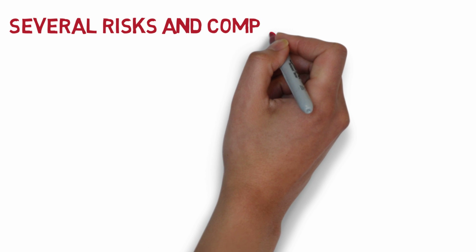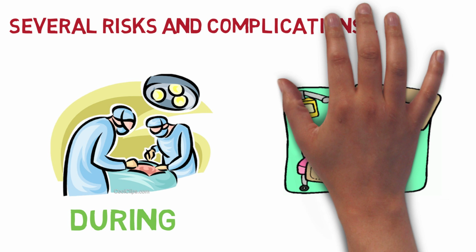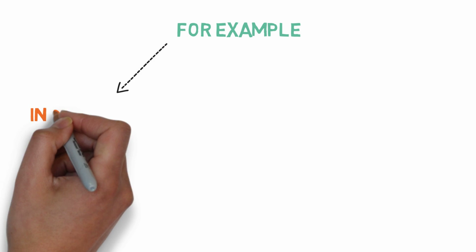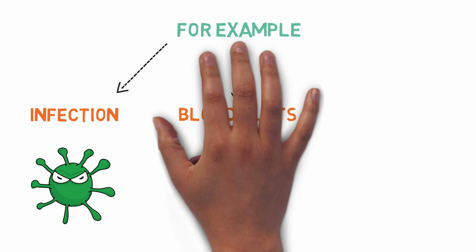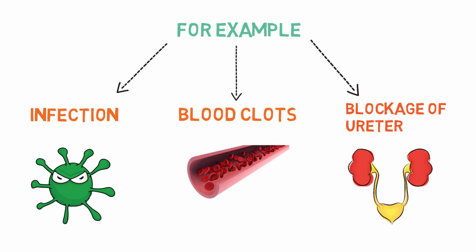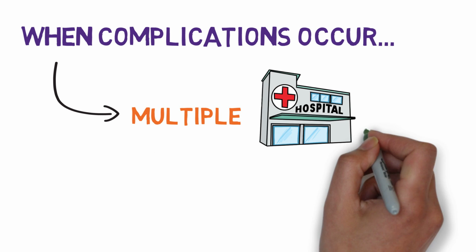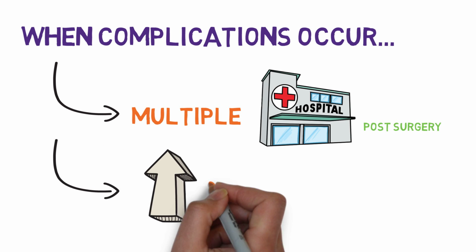There are several risks and complications that can happen during or after kidney transplantation. For example, the recipient may be exposed to an infection, develop blood clots, or experience blockage of the ureter, which connects the new kidney to the bladder. When complications occur, it may lead to multiple hospitalizations post-surgery and longer recovery times for the recipient.